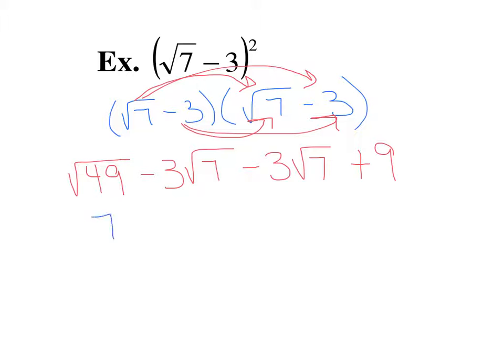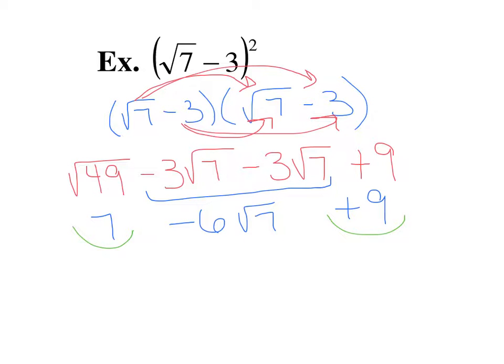Simplify, square root of 49 is 7. These two terms in the middle are like radicals. So negative 3 plus negative 3 makes negative 6 square root of 7. And I have a positive 9 here on the end. So again, being careful because the 7 and the positive 9 are like terms. So when I add them together, I get 16, and then I have the negative 6 square root of 7.